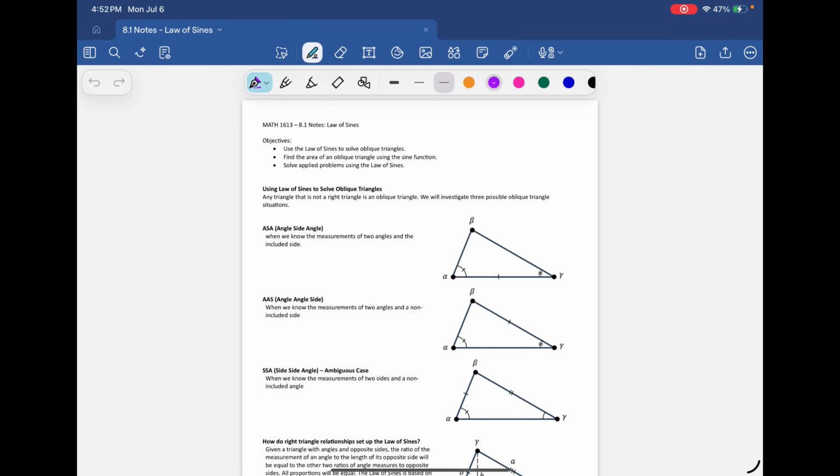In 8.1, we'll be talking about a formula called the law of sines, and we use this to solve triangles that are not right triangles. They're called oblique triangles. And when you solve a triangle, that means you find all the missing sides and all the missing angles. We'll also find the area using sine, and we're going to solve applied problems using law of sines.